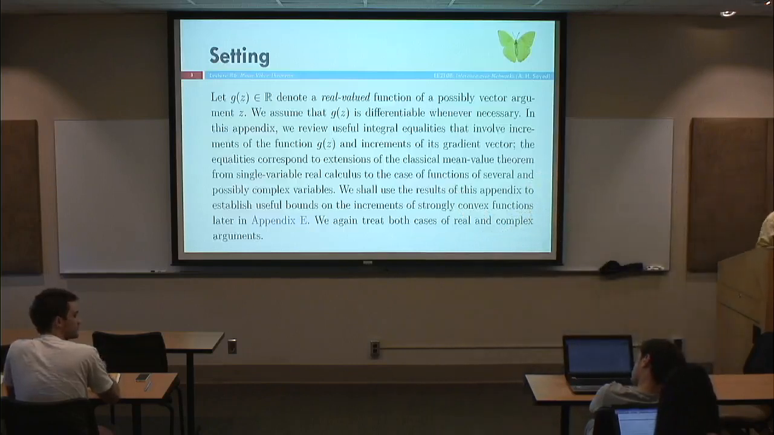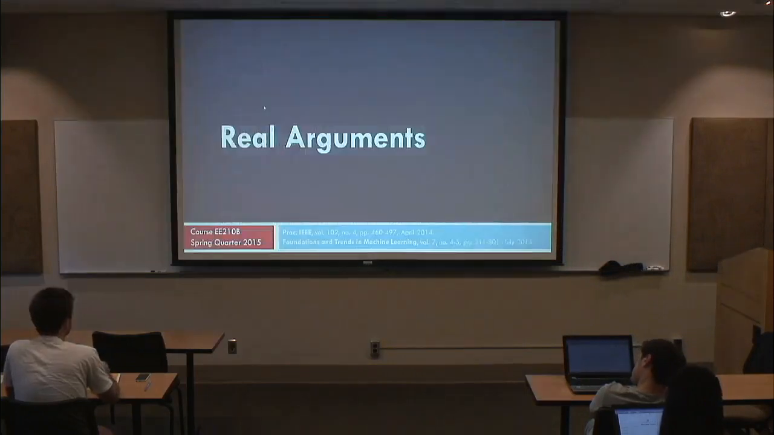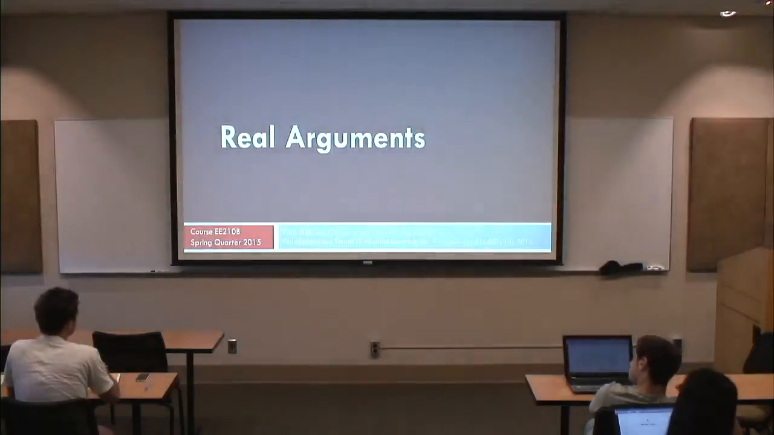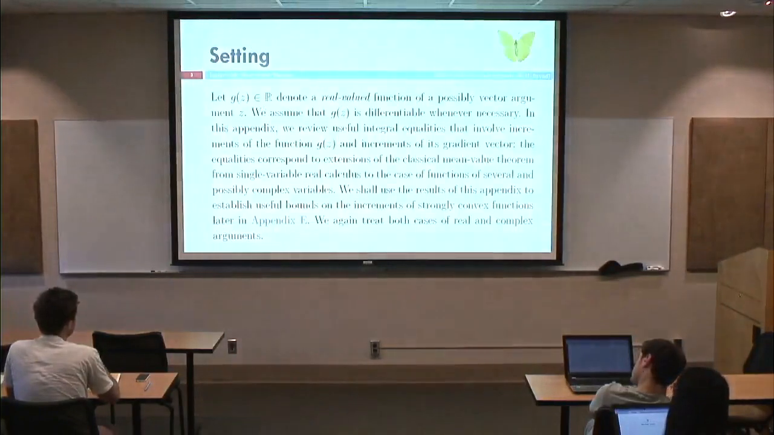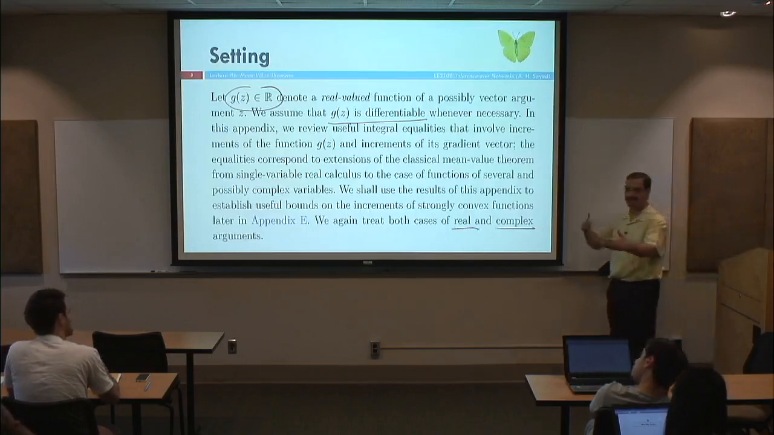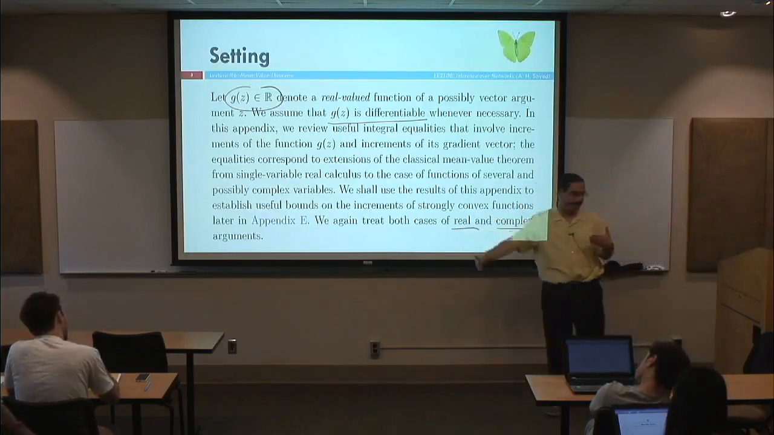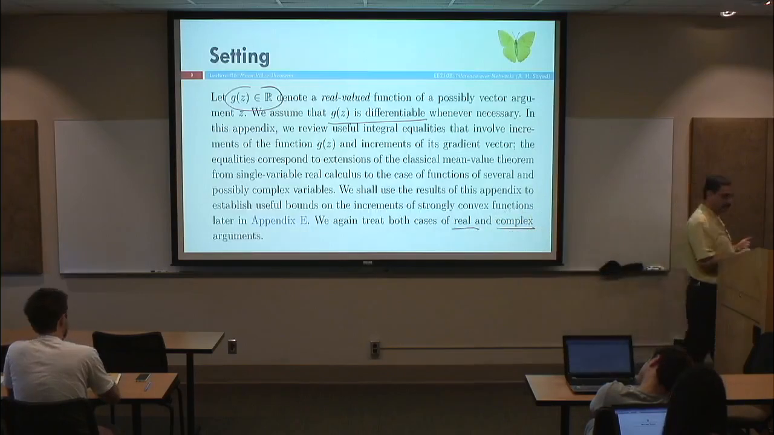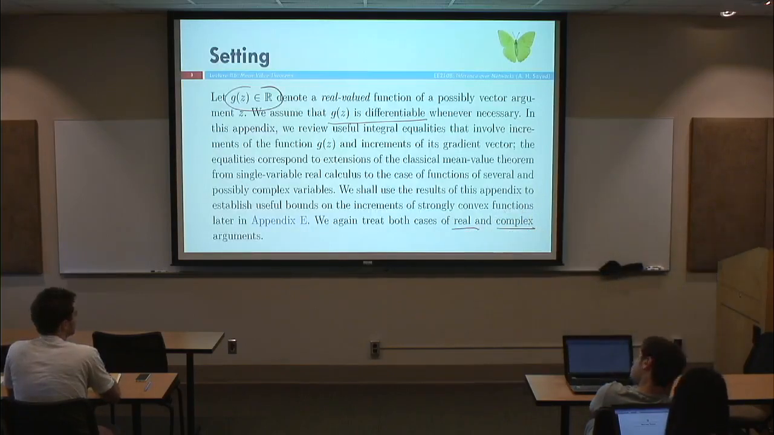Okay, so let me explain what I mean. My function is real valued, and I'm going to assume it to be differentiable whenever needed. I'm going to deal with real data or complex data. I'm going to introduce the results for the real case, and then you're going to see the extensions for the complex case in a very similar way to what I did for convexity.